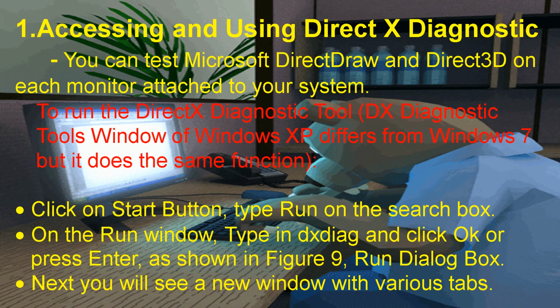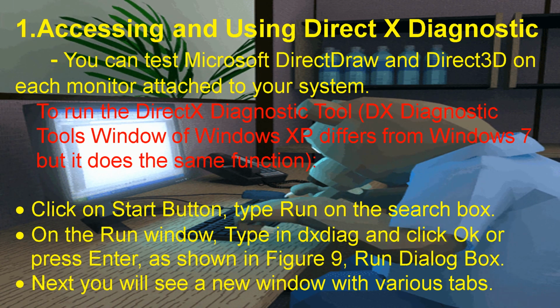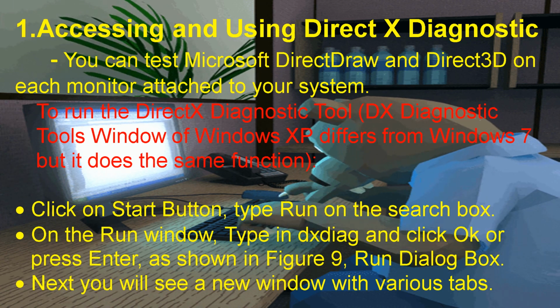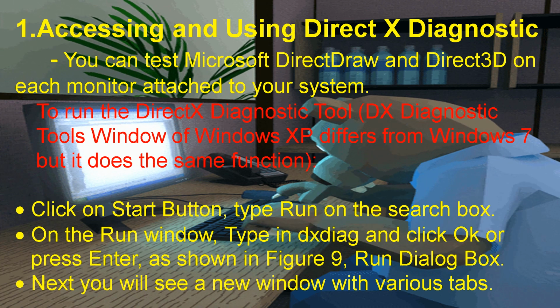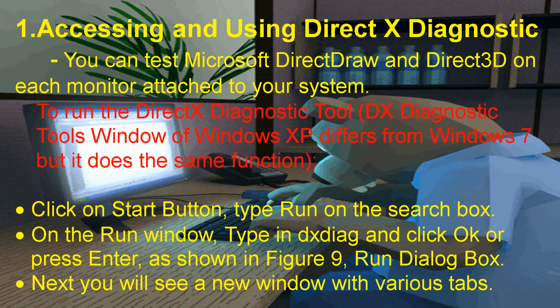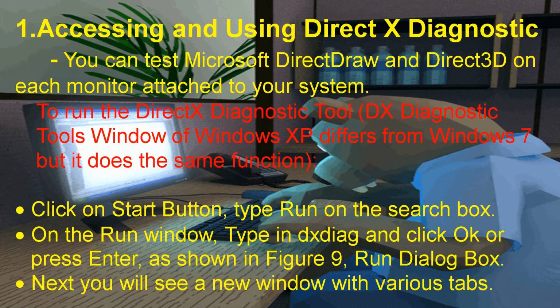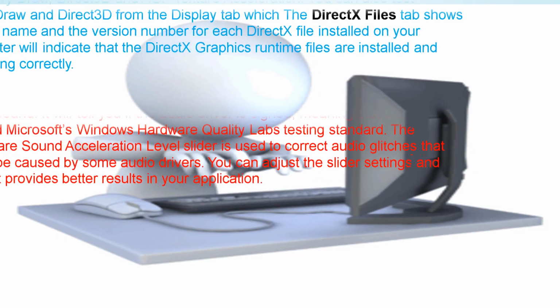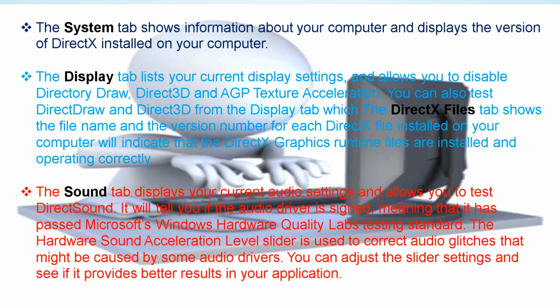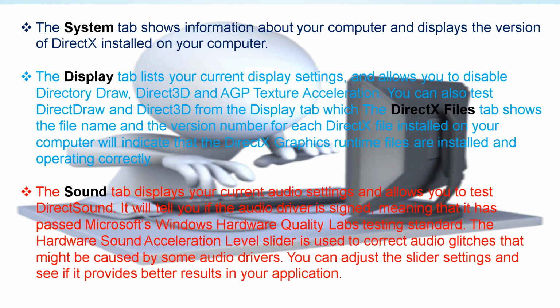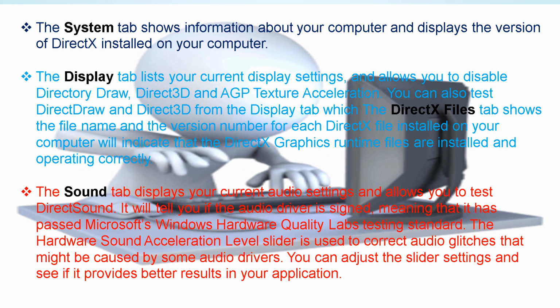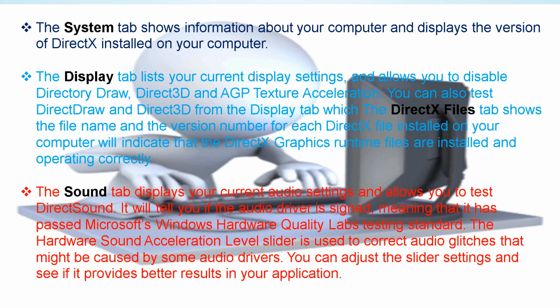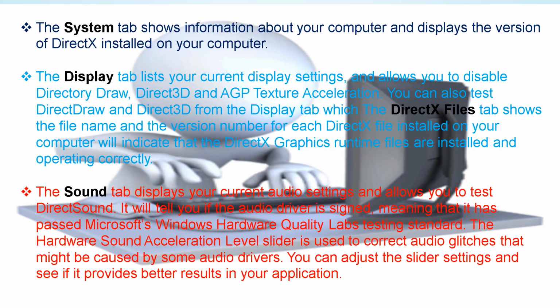Just click on Start button, type Run on the search box. On the Run window, type in dxdiag and click OK or press Enter, as shown in Figure 9, the Run dialog box. Next, you will see a new window with various tabs. The System tab shows information about your computer and displays the version of DirectX installed on your computer.